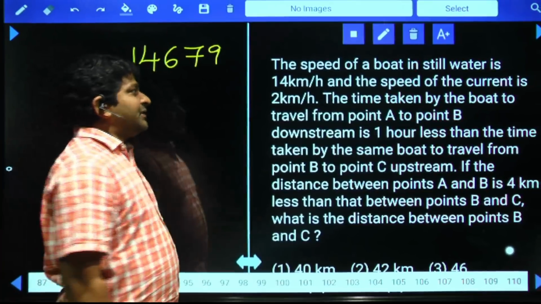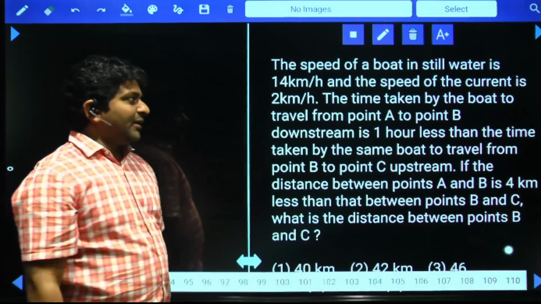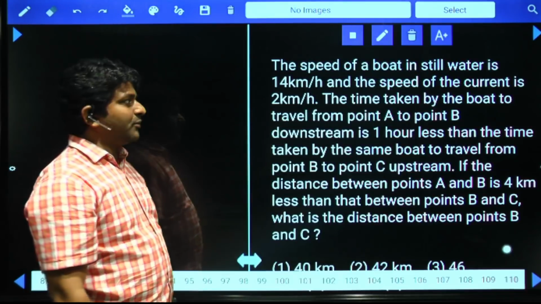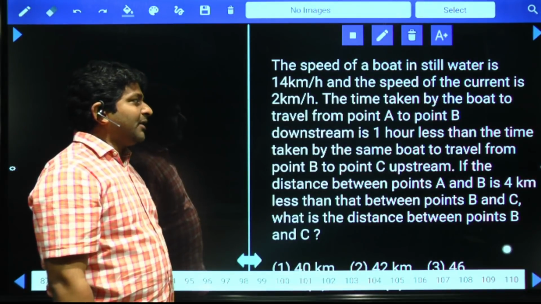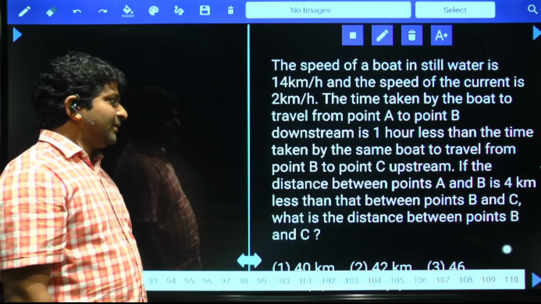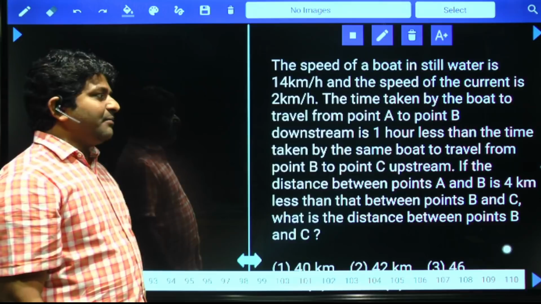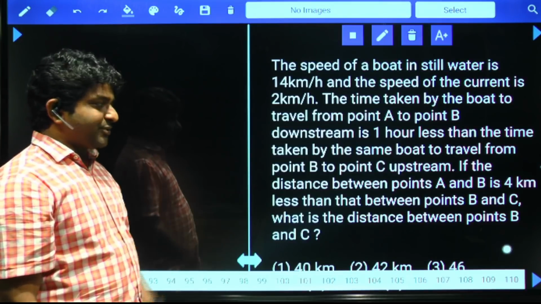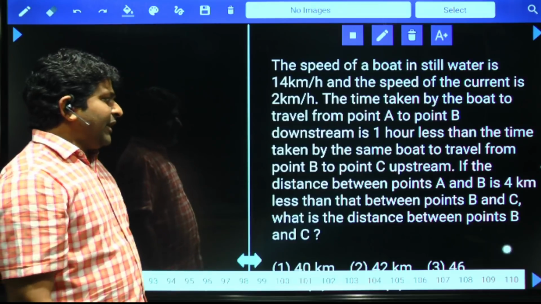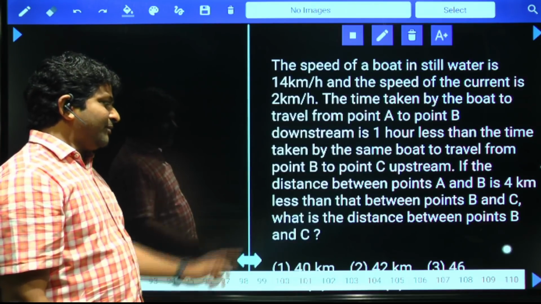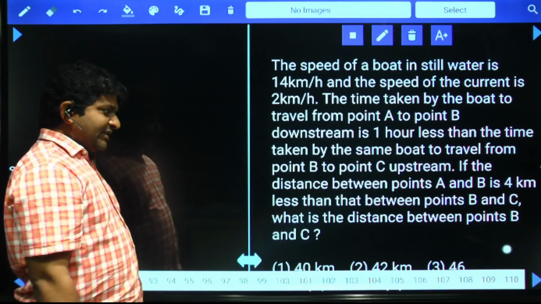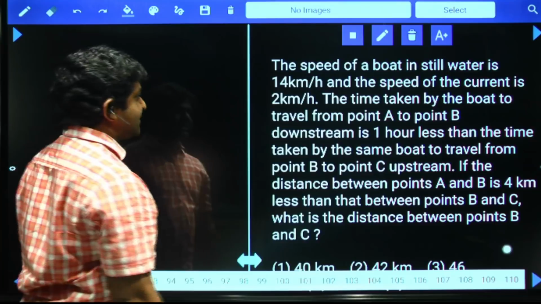The speed of the boat in still water is 14 km per hour and the speed of the current is 2 km per hour. So man speed and then stream speed, both are there. The time taken by the boat to travel from A to B downstream is 1 hour less than the time taken by the same boat to travel from B to C upstream. A to B downstream, B to C upstream. The distance from A to B is 4 kilometers less than the distance from B to C. What is the distance between B to C?